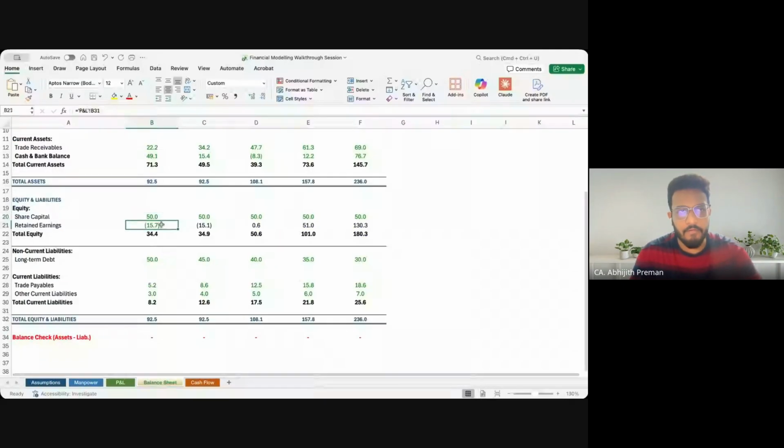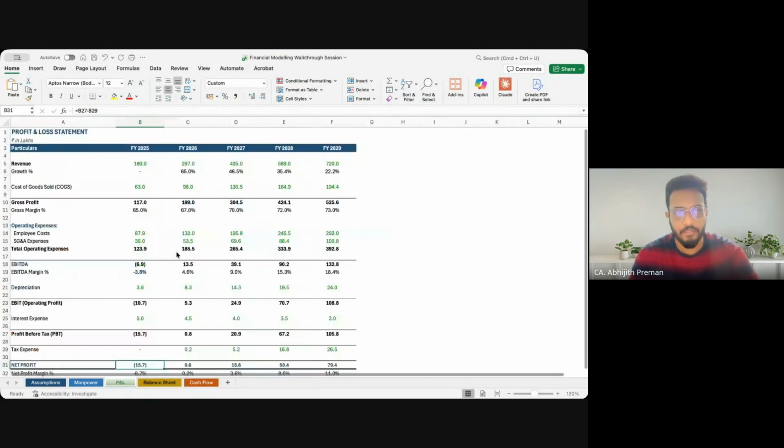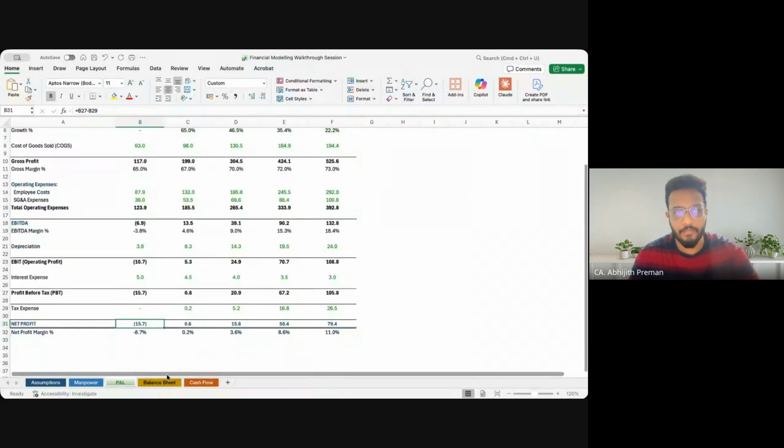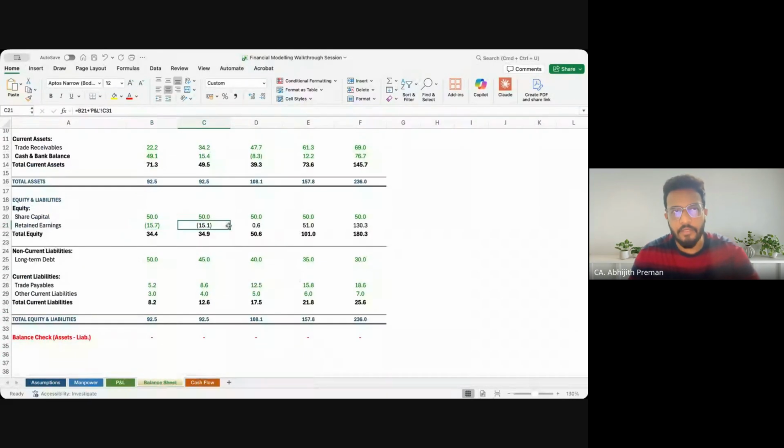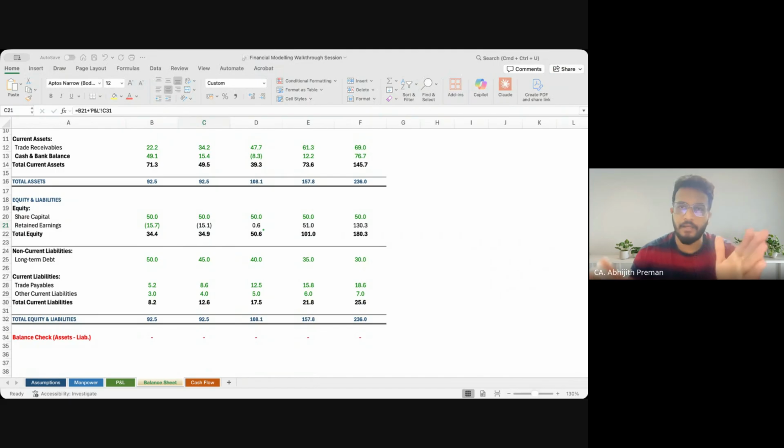Then we have retained earnings, which comes from the P&L. It's 15.7 lakh. Then it keeps on increasing. Why? Because retained earnings is always the profit in the first year plus the profit in the second year.